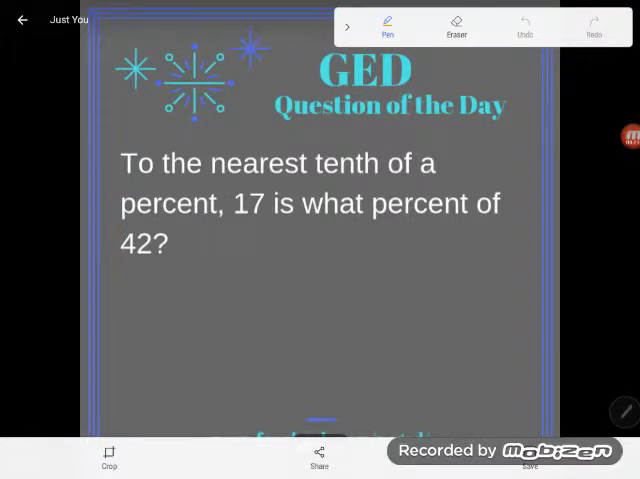Hey GED students, it's GED question of the day, and it looks like I'm finding a percent again. Take a look at what I mean. It says, to the nearest tenth of a percent, 17 is what percent of 42?